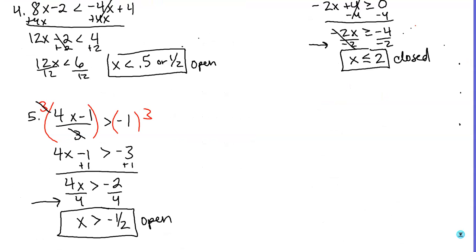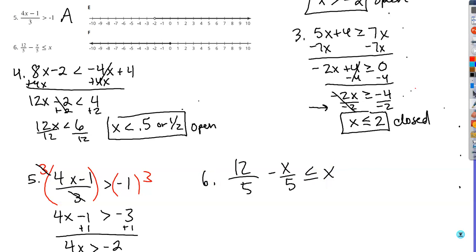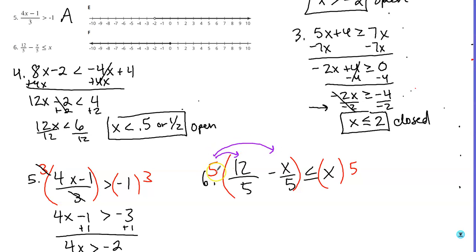All right, last but not least, number 6. 12 over 5 minus x over 5 is less than or equal to x. Now the cool thing here, I know we have denominators, but everybody's denominator is a 5, so we're going to go ahead and multiply both sides by 5. Remember, you technically have to multiply every piece here, but this one is going to also cancel. The 5 here cancels, so you get 12. And this one, the 5 cancels, so we just get minus x. And this side we have to multiply, so we get 5x.